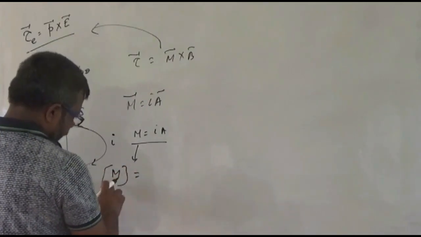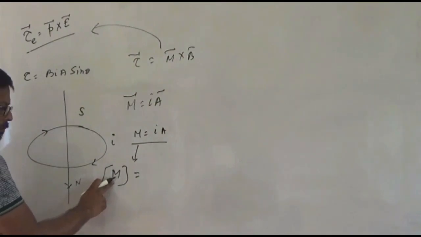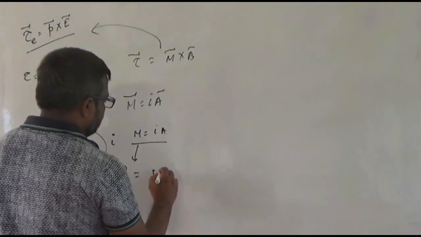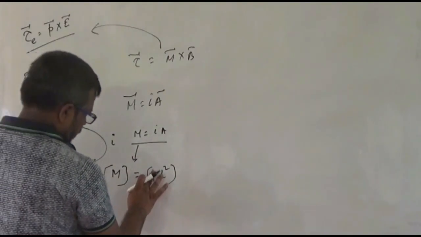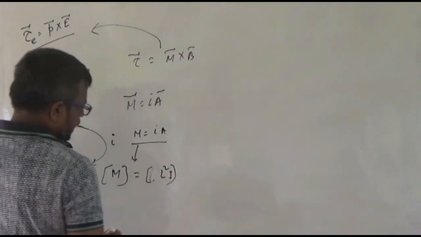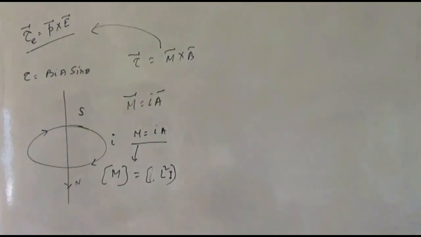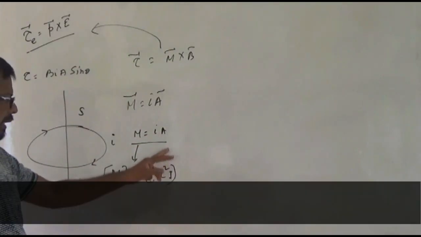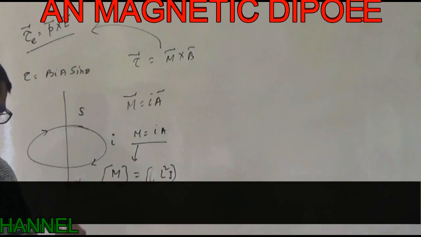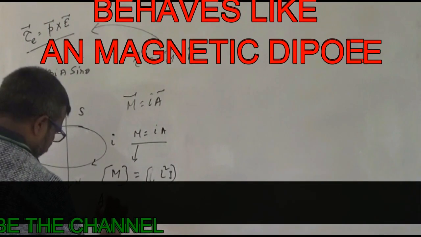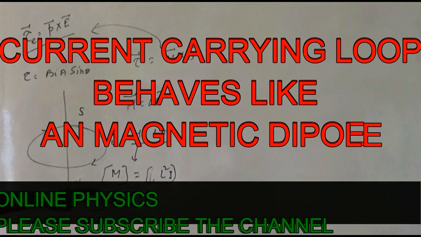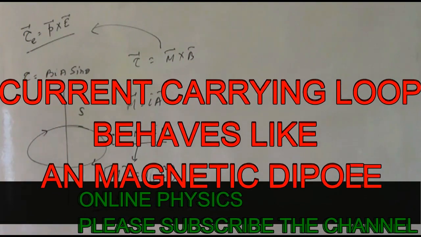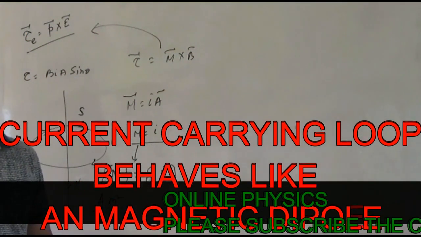Dimension of magnetic moment, right, is I into L square, or L square I, because I is current and A is L square. So the SI unit is ampere into meter square. Ampere into meter square is the SI unit of the magnetic moment.